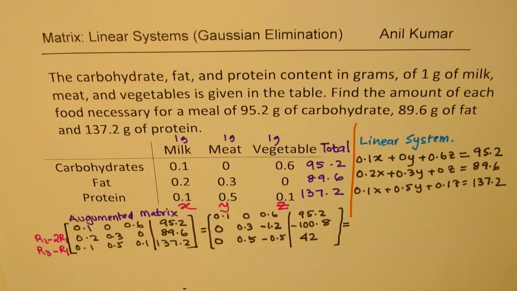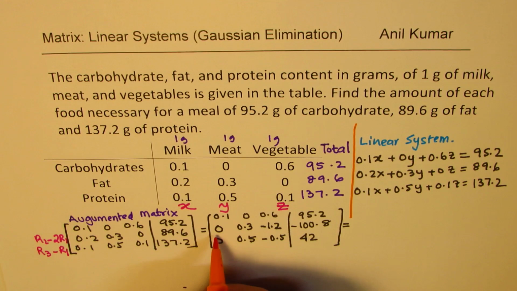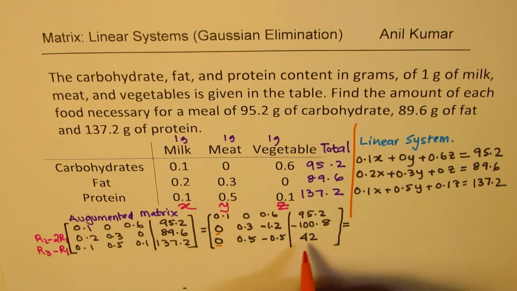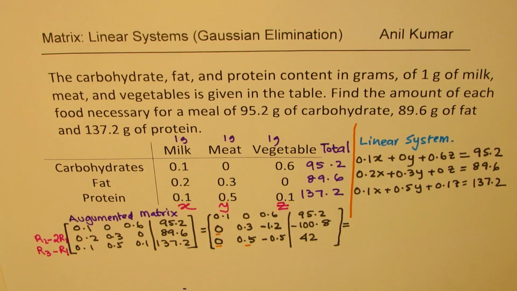Now we want to make this 0, right? Do you see how we are moving along? First, we made these 2 zeros, correct? And now we want that position to turn to 0. How can I do that part? So to get this 0, what should I do?